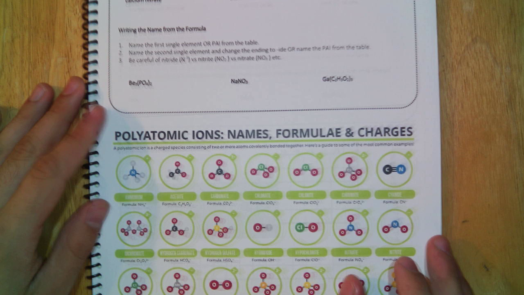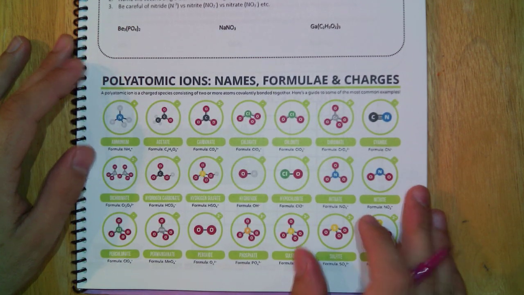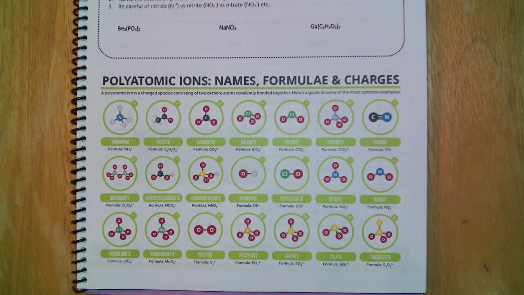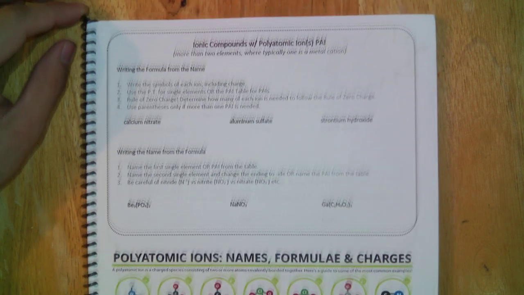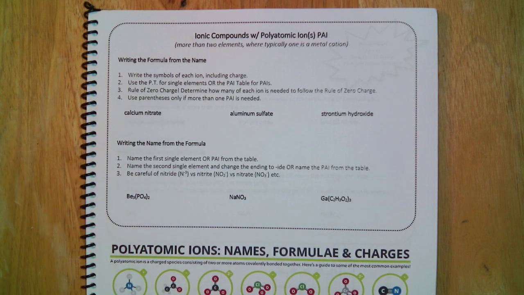For ionic compounds with polyatomic ions, here's a list of polyatomic ions I gave you. You also have a chart that you had in your note packet, and you've had on several periodic tables that you've been handed throughout the year.